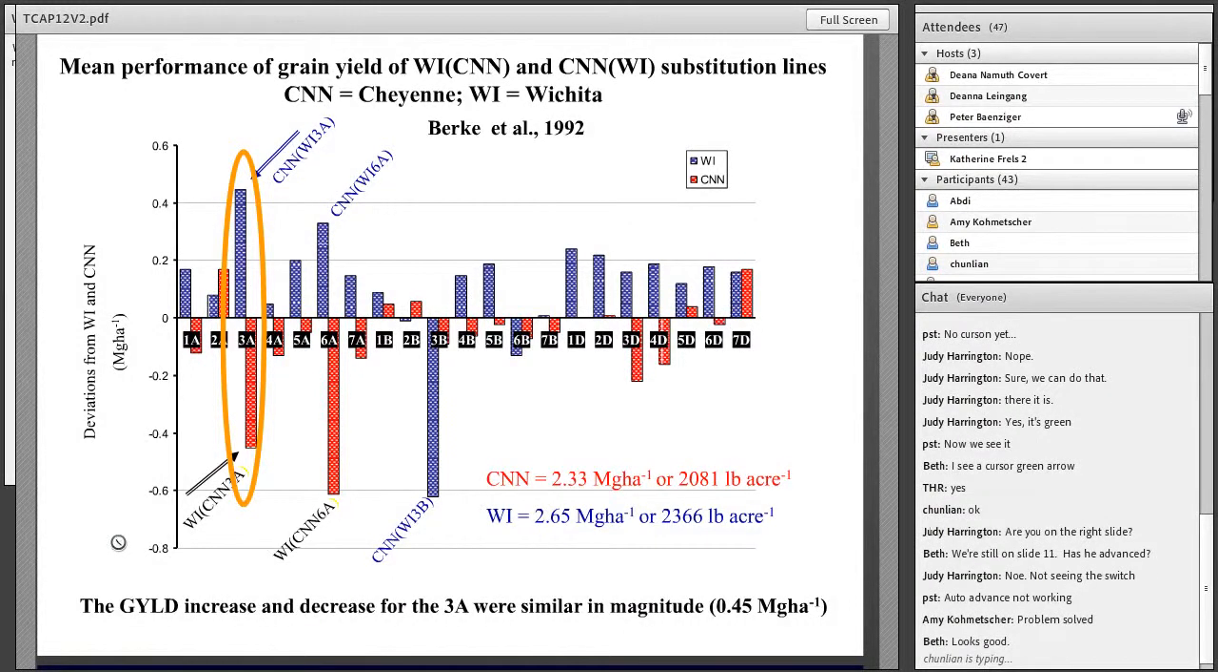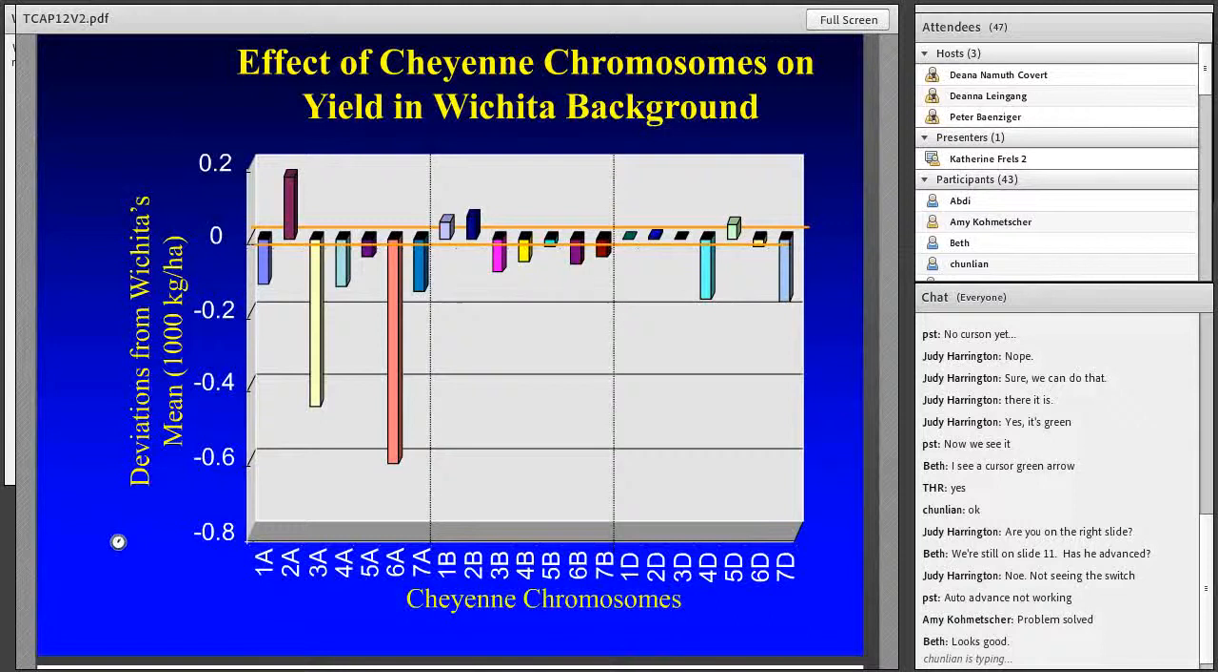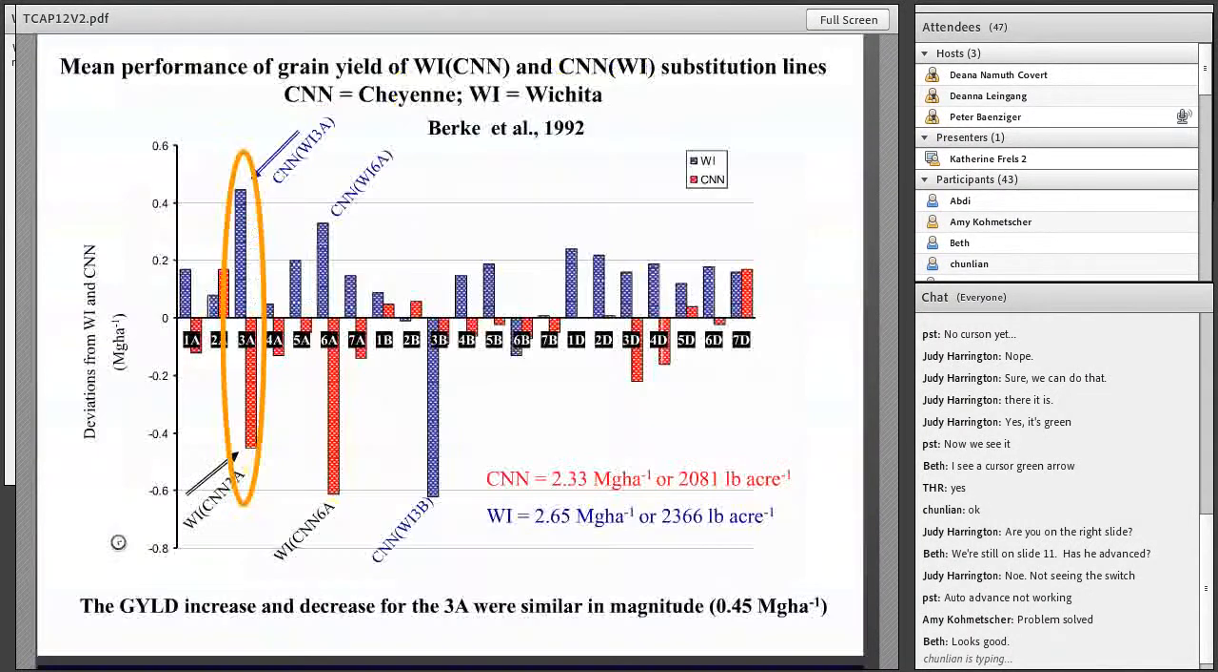Okay, well, I'm gonna back up so you can see. This is the Cheyenne chromosomes put into Wichita, so you can see how they differed. And here's the summary slide, which hopefully everybody's still seeing, where you can see if you take Wichita 3A and put it in Cheyenne, you get a 15% yield increase.